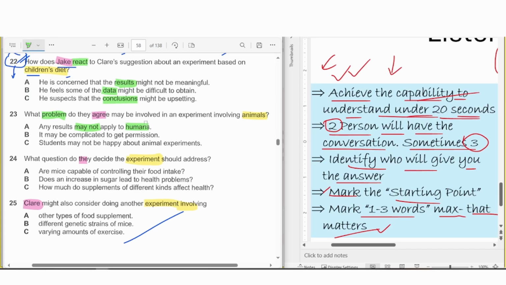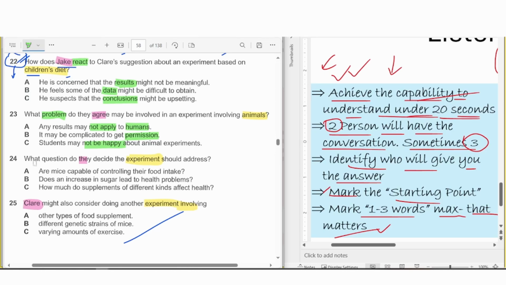So what is the problem? Not apply to humans. It may be complicated to get permission. They are having a problem with the permission. You're looking for a problem. Is it the problem to apply to the humans? Is it the problem with the permission, or is it that they are not happy, because you are talking about animals ultimately? So there are three things you are looking for to answer 23: is it not applying to humans, is it the permission, or is it that they are not happy? What is the problem out there?